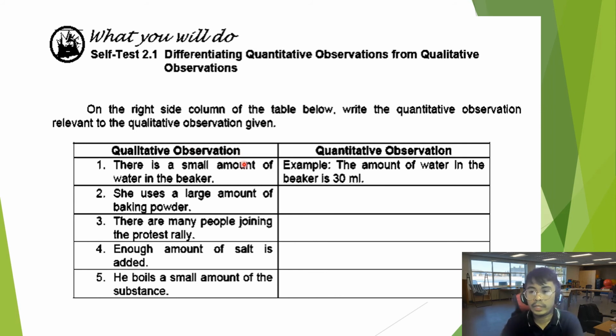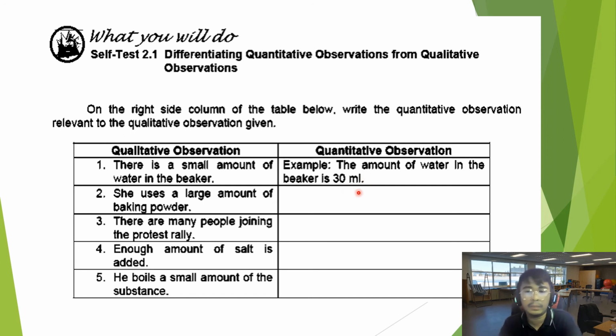Okay, let's try to discuss this example. There is a small amount of water in the beaker. Is that qualitative or quantitative? Obviously, it's qualitative because, first, you won't see any number there. Second, descriptions are provided here, like small amount. It's not specific, right? This one is a quantitative observation because the small being referred to here can be made more specific. In that case, what is provided here is 30 ml.